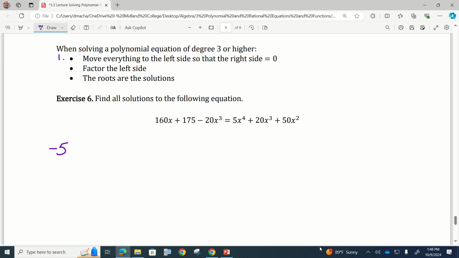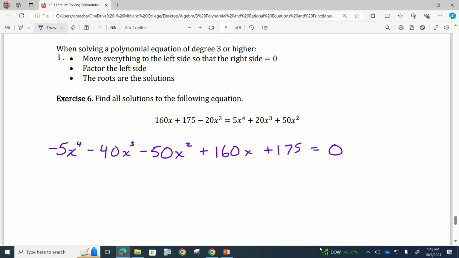So looking at this equation and moving everything to the left side means we write -5x to the 4th minus 40x cubed minus 50x squared plus 160x plus 175 equals 0. That's always step 1. So we want to make the right side equal 0.